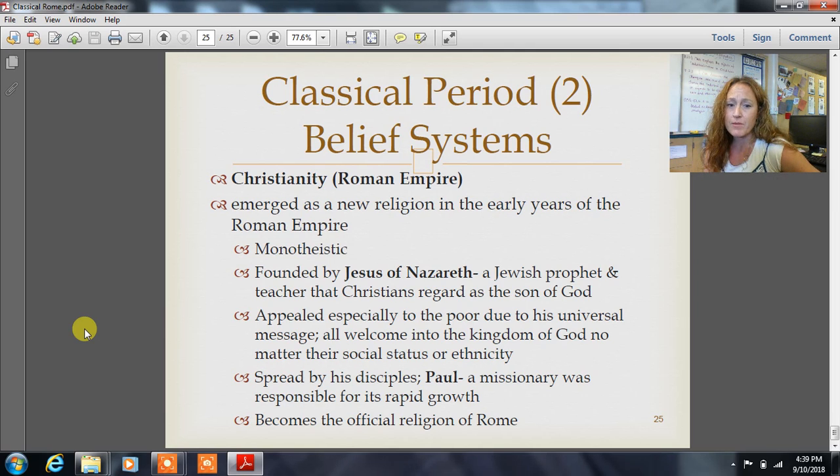It was spread by his disciples. Paul, one of the earliest, most notable missionaries, was responsible for its rapid growth. And as you saw in an earlier slide, Constantine will make it an officially recognized religion, and then later it becomes the official religion of Rome.